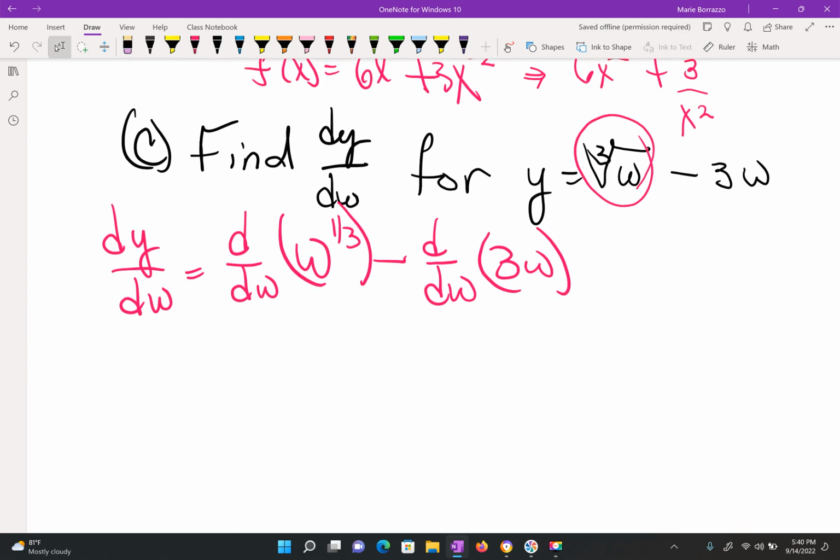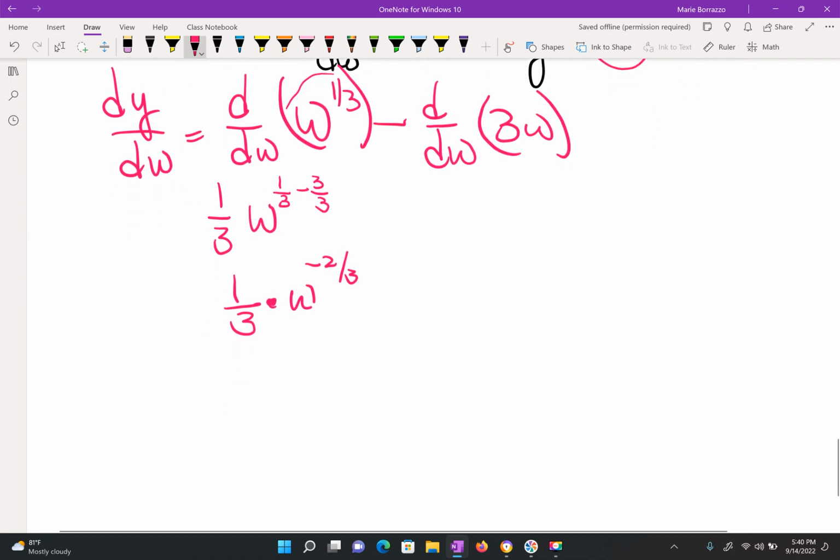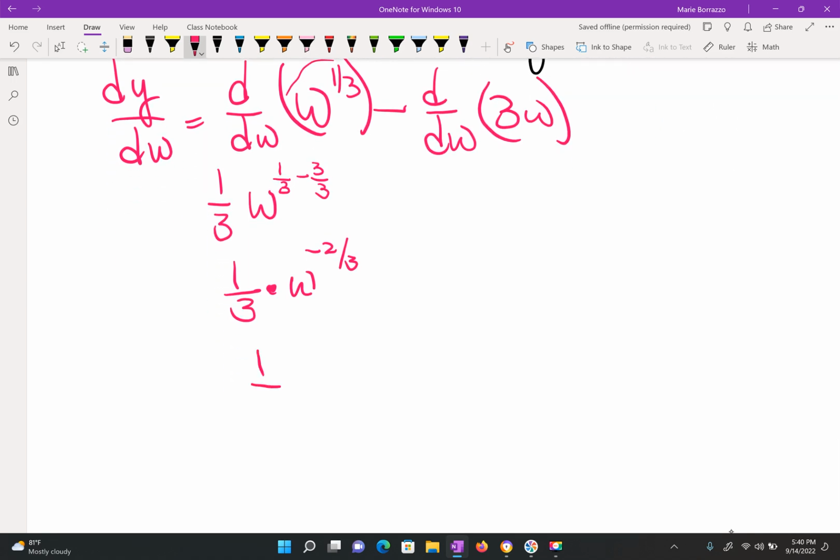If you look at this carefully, this multiplies out, so you have w to the 1/3 becomes 1/3, and this little 1/3 here minus 3 over 3, right? Because we always take away 1. So you end up with 1 over 3 times w to the negative 2 over 3, which we always correct by dropping it below the fraction bar. So this is 1 over 3 w to the 2/3, at least for the first term.